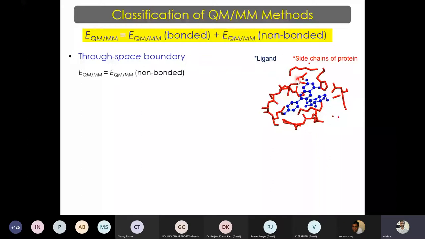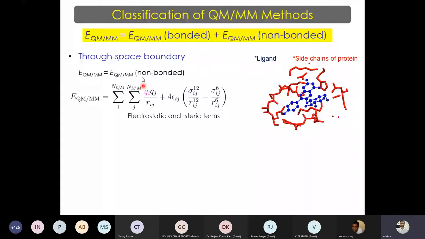In that case, when the boundary is through space, my QMMM interaction energy has bonded terms and non-bonded terms. Since there is no bond which is breaking, I have no bonded terms, so I have only to worry about the non-bonded terms. Therefore, EQMMM, the interaction energy, is simply the QMMM non-bonded interaction energy. Now, how do I get this? The non-bonded interaction energy is given in terms of two terms.